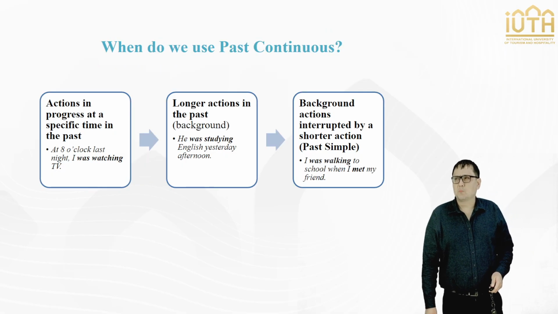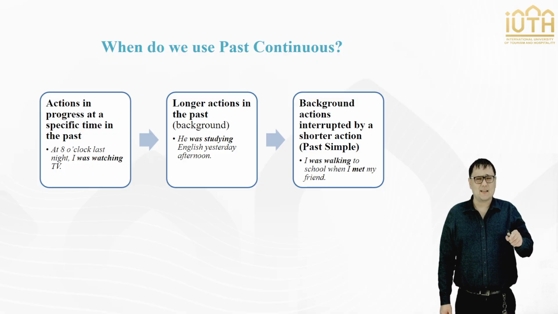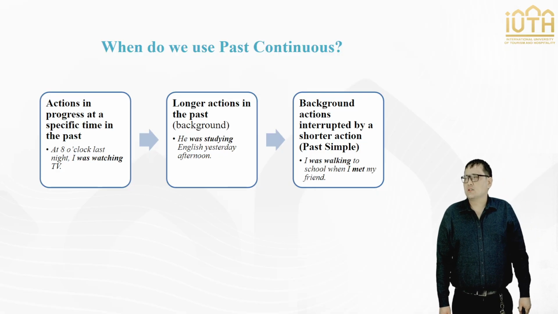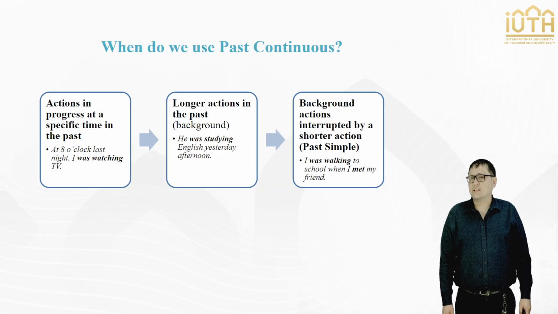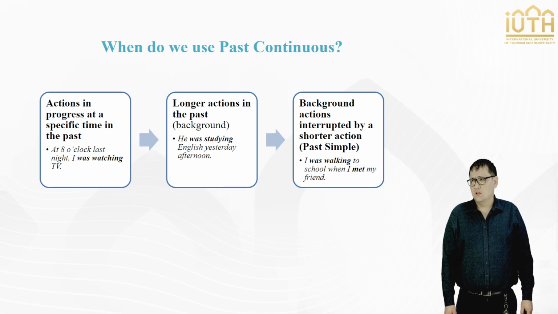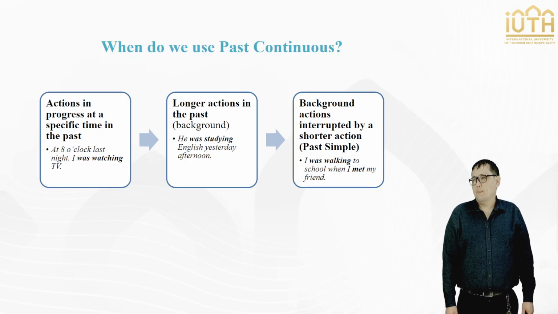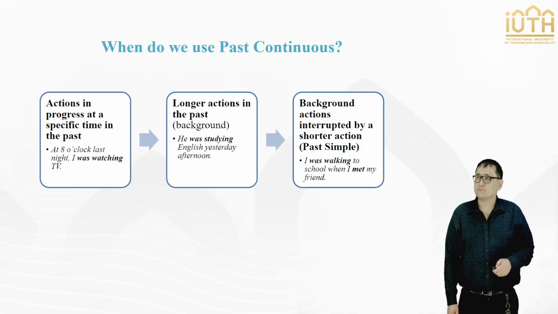So when do we use past continuous? The next tense of past tenses is past continuous. First one, actions in progress at a specific time in the past. Example, at 8 o'clock last night, I was watching TV. Longer actions in the past, background. He was studying English yesterday afternoon. Background actions interrupted by a shorter action. I was walking to school when I met my friend.